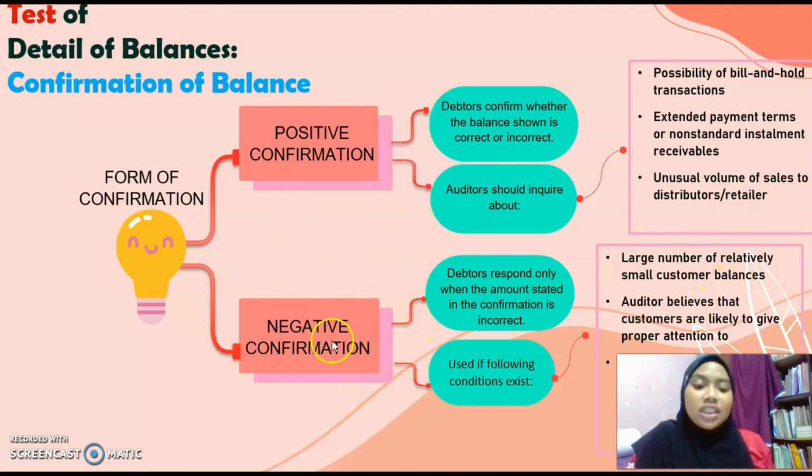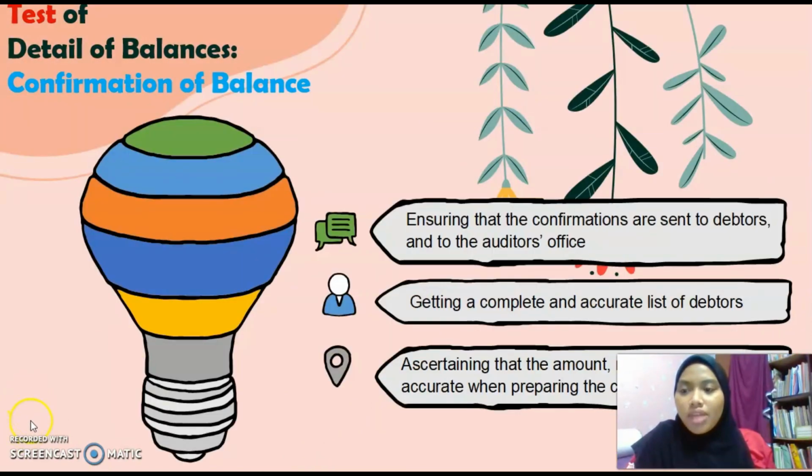Okay, if we get a negative confirmation, the debtors respond only when the amount stated in the confirmation is incorrect, and used when the following conditions exist: a large number of relatively small customer balances, the auditor believes that customers are likely to give proper attention to the confirmation, and the assessed level of risk of material misstatement for receivable and related revenue transactions is low.